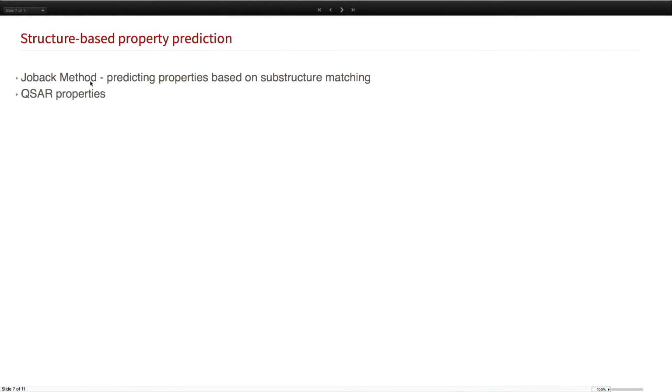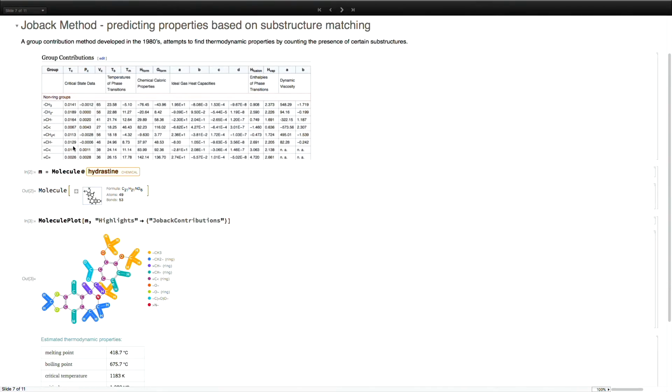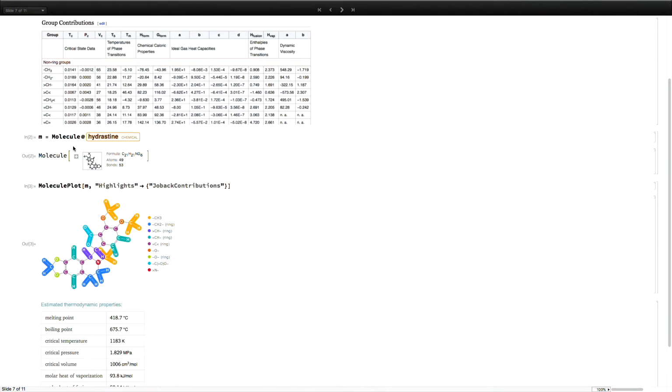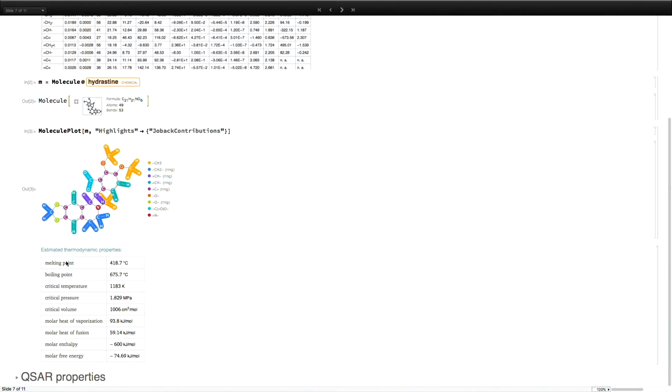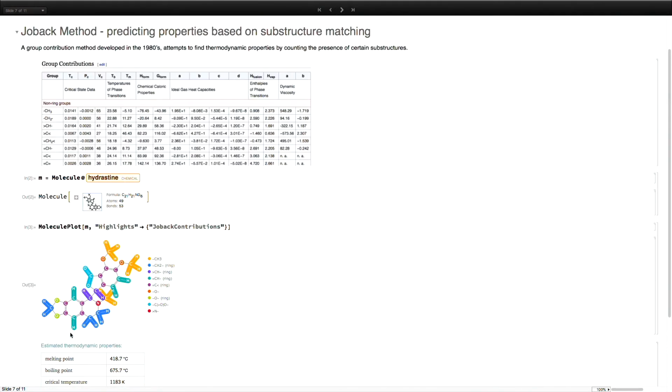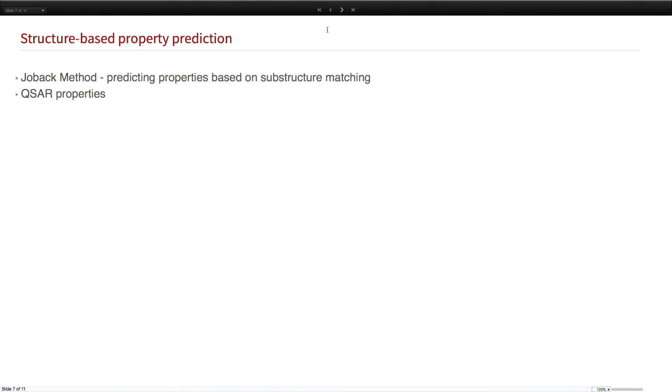biological activity. Another method for predicting properties based on structure from the 1980s was the Joback method, which is hooked up in Alpha right now, where you could decompose a molecule into all these different substructures and add up the contributions for each of these to try and come up with an estimate for the melting point, enthalpy, heat of fusion, and whatnot. It's not the best estimation method, but it's very easy to implement.